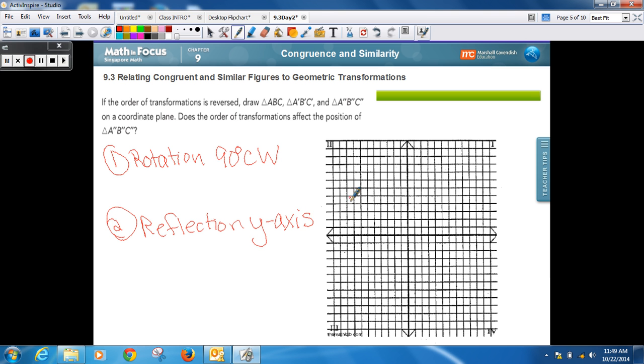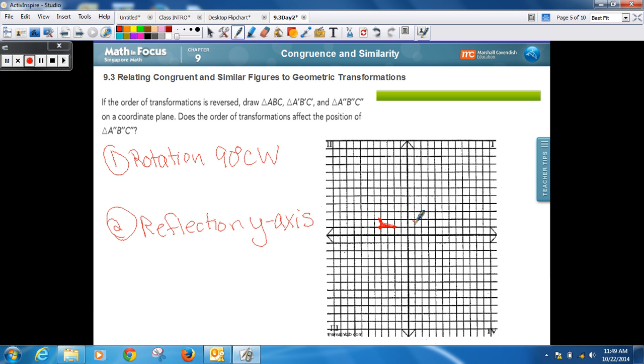So ABC starts at the same point. So ABC is at -4, 4, -4, 1. A then is 1 up, B is 2 over. So that's our original triangle. And they want us to first, we're doing the opposite order this time. So we're going to rotate it 90 degrees clockwise. So 90 degrees clockwise would put it up here.